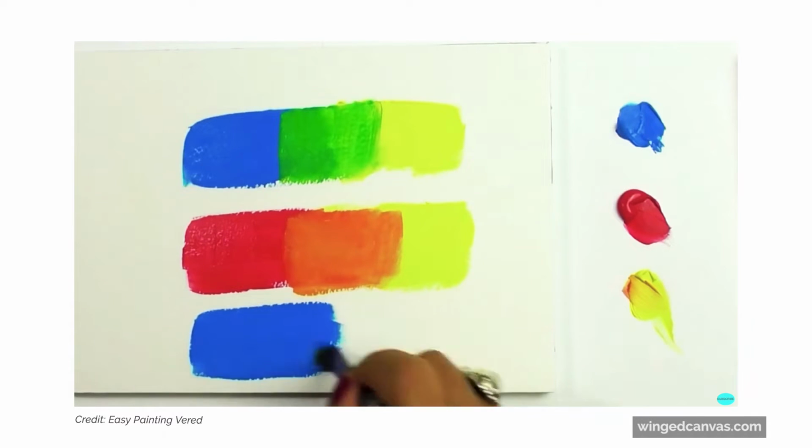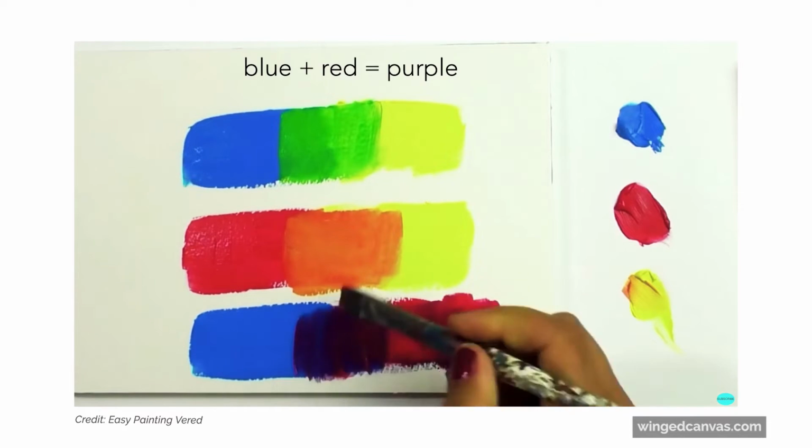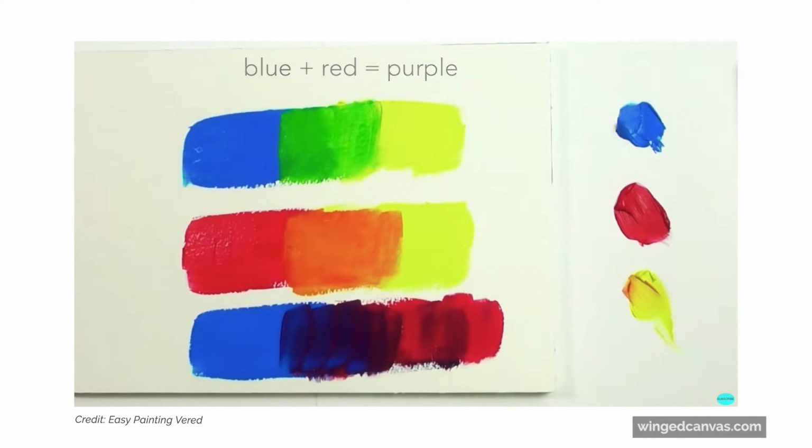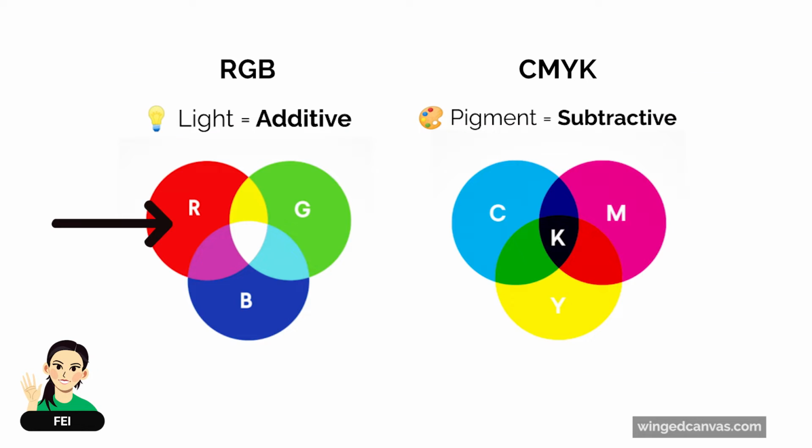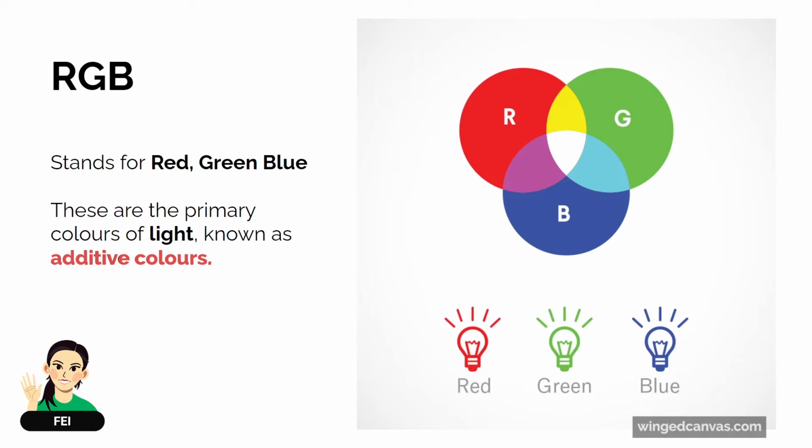Whereas when you add pigment together, they usually make darker colors, right? Like if I added red and green pigment together, it would make a brownish, grayish color. So if you add red light, green light, and blue light together, they make white light. Okay, so that's why RGB colors are known as additive colors, because you are adding light together.